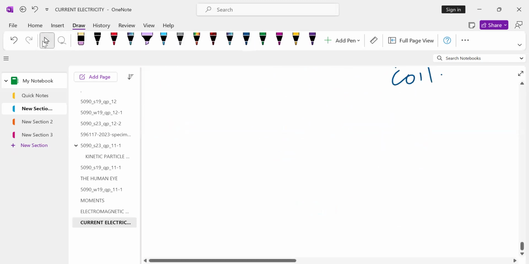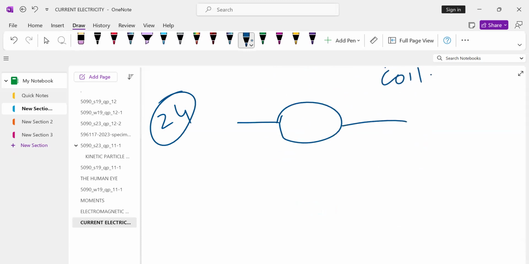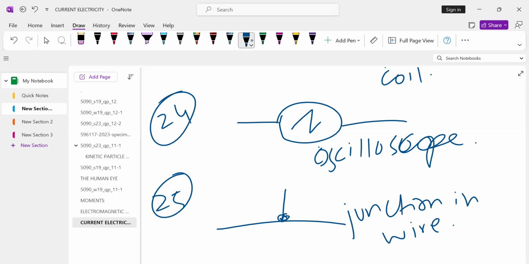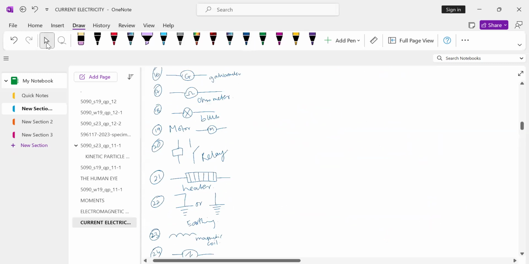Then we have the 24th symbol, which is an oscilloscope. It's like this. Oscilloscope. Then we have the 25th and last symbol, for a junction in a wire. It is like this. Junction in wire. So these were the 25 circuit symbols you need to remember.